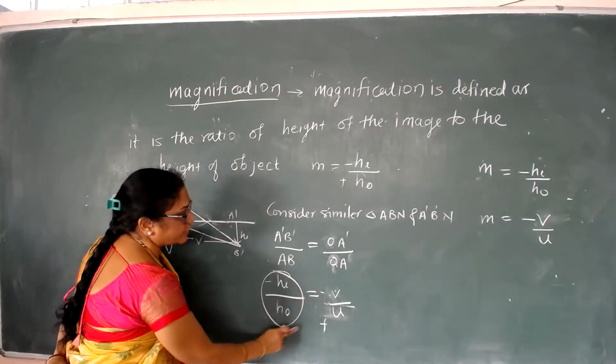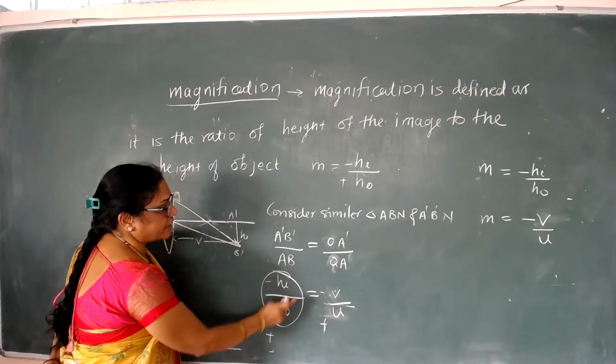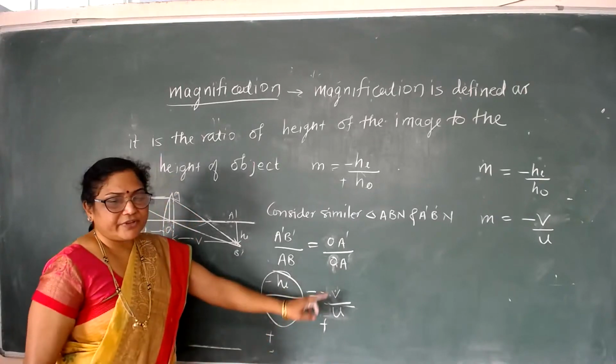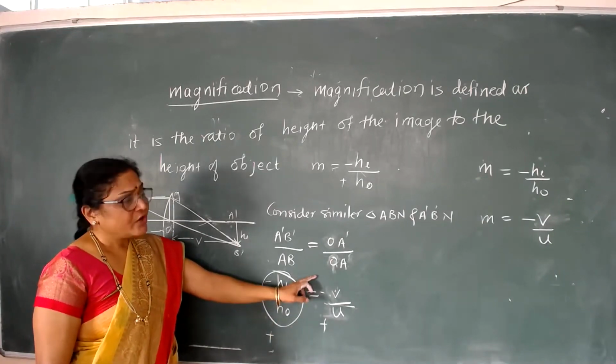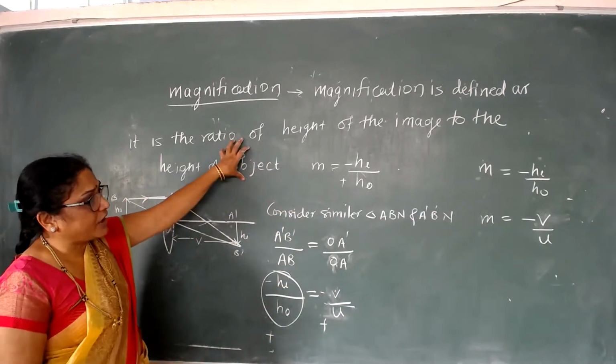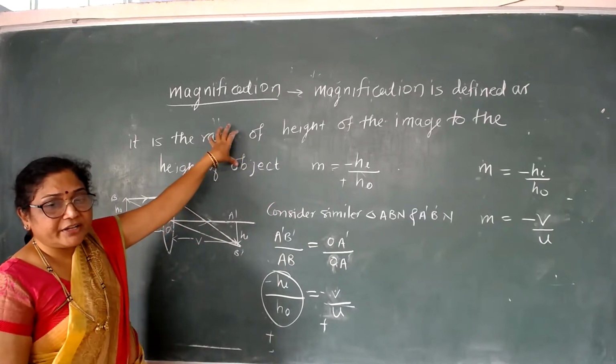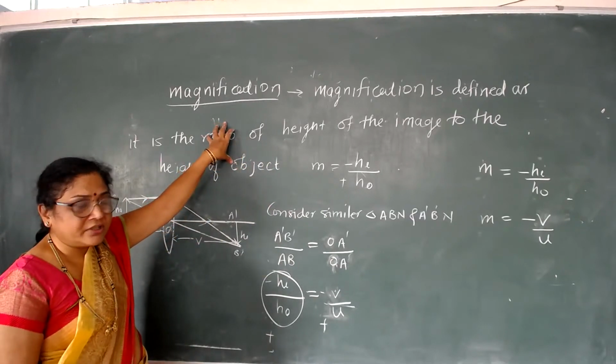hi by ho is equal to v by u. And m is equal to hi by ho, otherwise v divided by u. So this is a related formula for the magnification. By using this formula, we define how the magnification is.